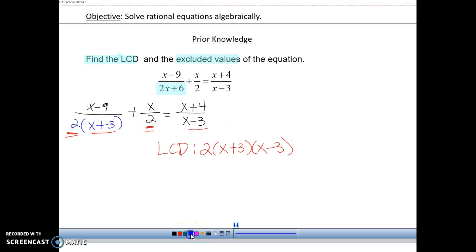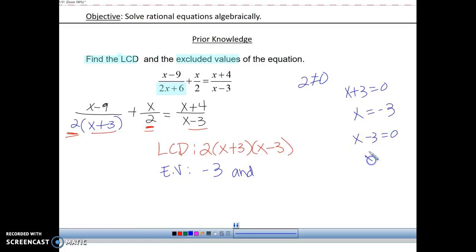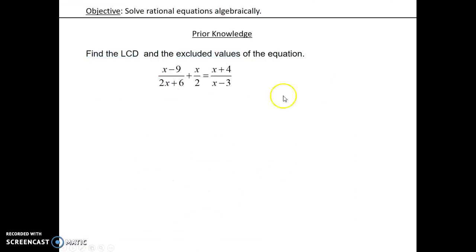In order to find the excluded values, remember you're looking for when would this be 0 in the denominator. So remember you're doing like the opposite sign. Anytime you have an x, like 2, remember 2 will never equal 0, so you won't have excluded value there. X plus 3 equals 0. You subtract 3 from each side. Negative 3 would be an excluded value. And if I do x minus 3 equals 0, add 3 to each side, my x would equal 3 would also be an excluded value because negative 3 and 3 would make my denominators equal to 0. So that was yesterday's lesson. We are going to need that for today's lesson.